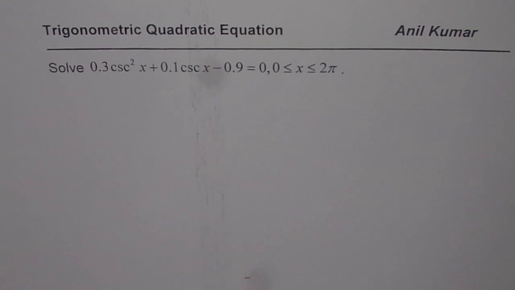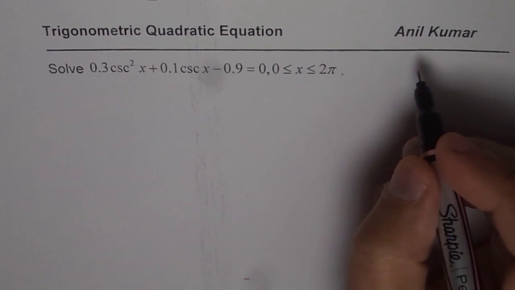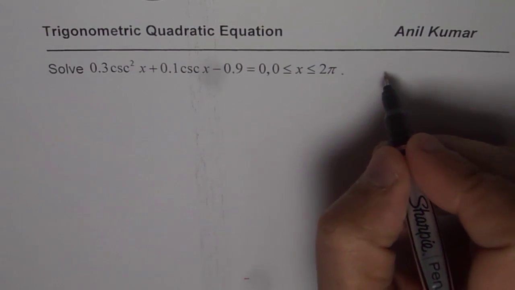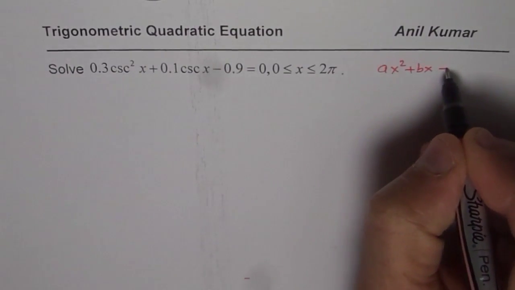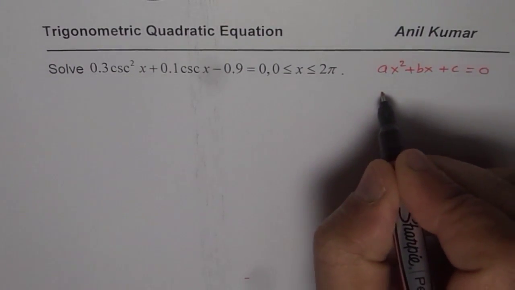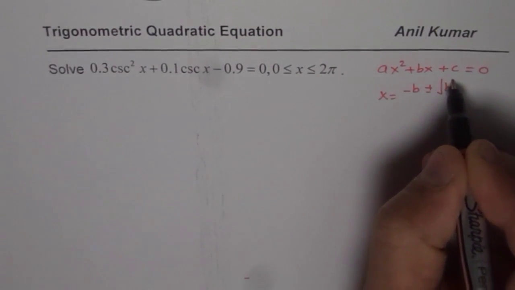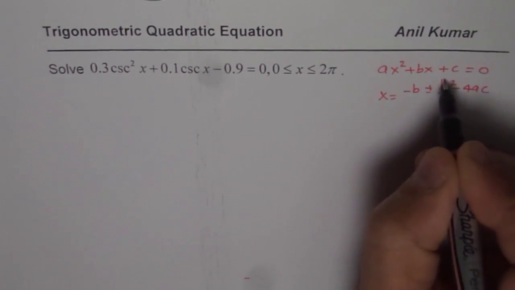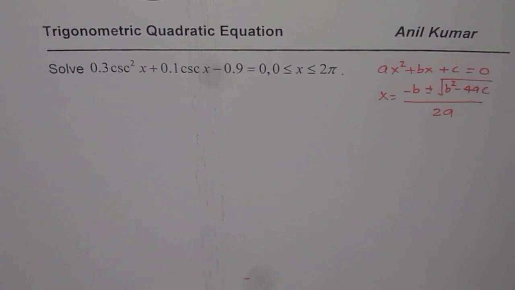I'm Anil Kumar, and we will understand how to solve a trigonometric quadratic equation with the help of this particular example. Now let me give you the quadratic equation formula also. If we have the equation ax square plus bx plus c equals 0, in that case x is equal to minus b plus minus square root of b square minus 4ac divided by 2a. So that is how you can solve a trigonometric equation using the quadratic formula.